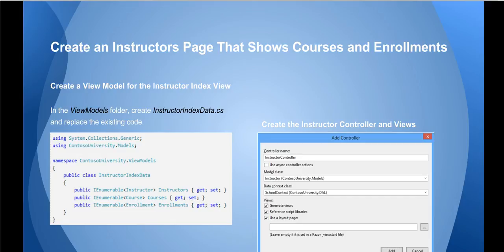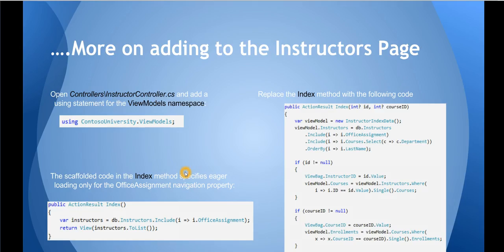Moving on, here's some more of what we're doing to the instructors page. You're adding a using statement from the view models that we created in the previous slide. Then the scaffolded code in the index has this dot include again, so it's pointing out again that it's doing the eager loading.